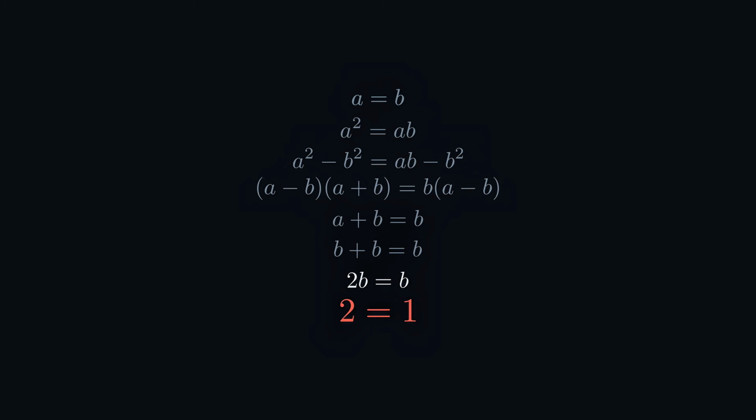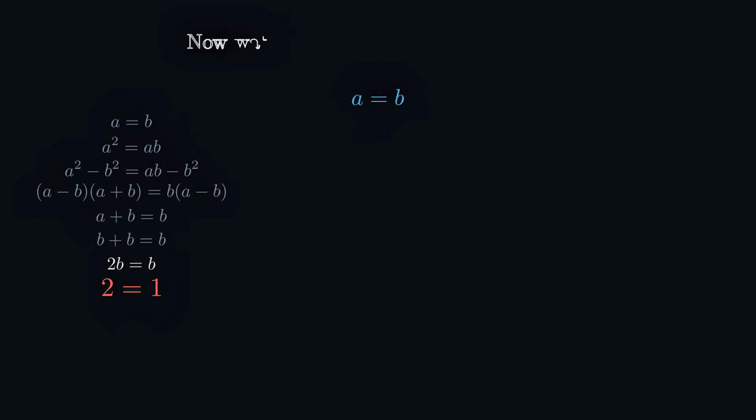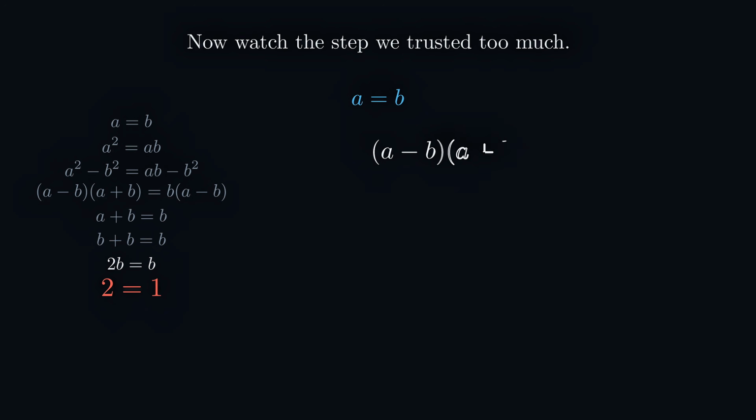This is a crazy conclusion to come to, but we did everything right. That means the proof is complete, 2 is equal to 1. But hold on a minute, there's more to this. Now, let's look at the step we trusted a little bit too much and got confused as to what it actually was doing since we were working in variables.